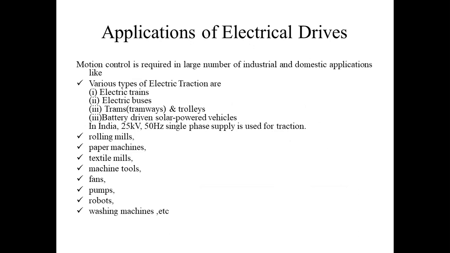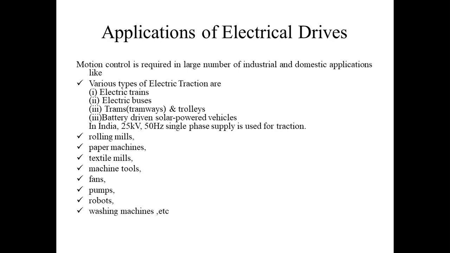Now you see where we can use these applications of electrical drives. There are a large number of industrial and domestic applications nowadays. Because of the advancement of batteries, we are going for electrical vehicles. With the recent advancement, everything is changing to electrical buses, electrical trains, battery driven and solar powered vehicles. Besides that, drives are used in rolling mills, paper machines, textile mills, machine tools, fans, pumps, robots, washing machines, etc.